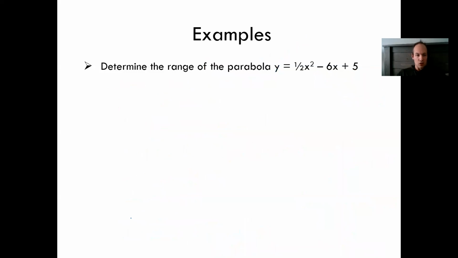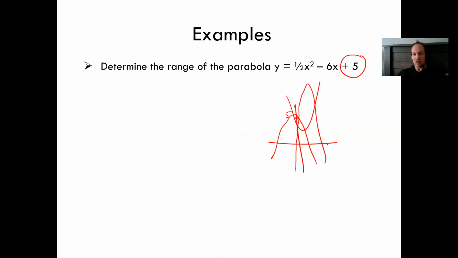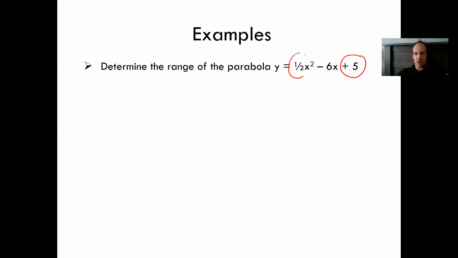Okay, here's one more question. Determine the range of this parabola. Again, if it's in general form, this tells you nothing about the range. Yeah, that's the y-intercept, but I don't know if my graph hits here at 5 and swoops like that, or does this sort of thing, or maybe this sort of thing. I actually have no idea, really. I can look at this 1/2, and I know it opens up, but let's get the vertex form, and we'll get it exactly.